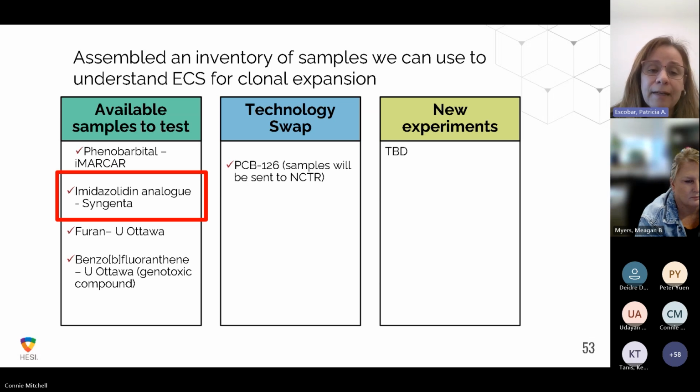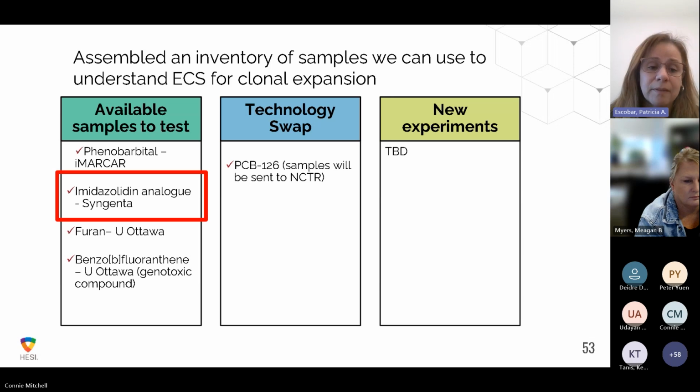The second box here is showing a technology swap. With error corrected sequencing, the first technology we were looking at is DNA duplex sequencing, but we know that is not the only error corrected sequencing. So we wanted to see the other error corrected sequencing, and that's still on the dock to do those sample exchanges. And then the third bucket we're thinking about is, can we or should we do a next experiment?